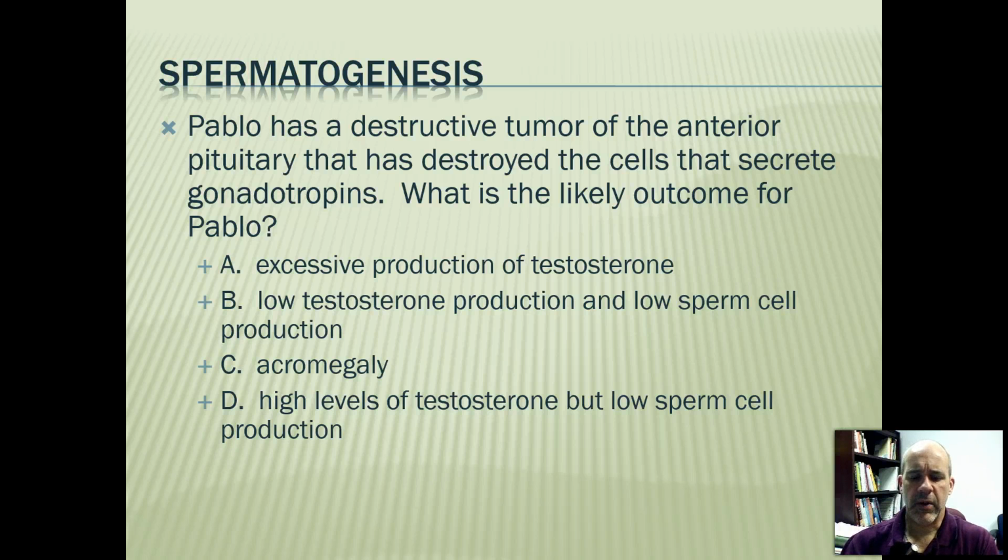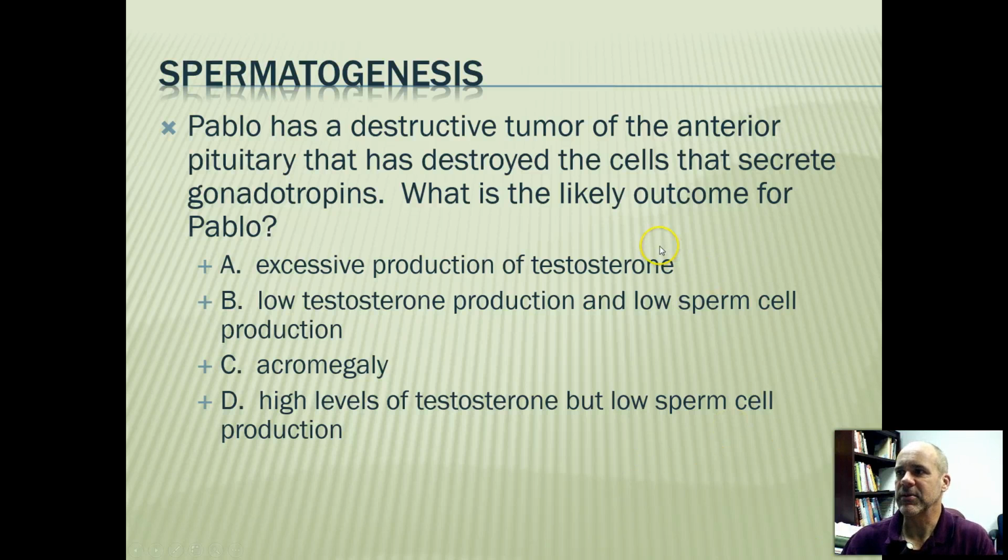Okay, poor Pablo, he has a destructive tumor of the anterior pituitary that has destroyed the cells that secrete gonadotropins. Do you guys remember what gonadotropin is? That's another term that's referring to FSH and LH. Gonadotropins are going to be hormones that act on the gonads, so ovaries in females, testes in males. What is the likely outcome for poor Pablo?